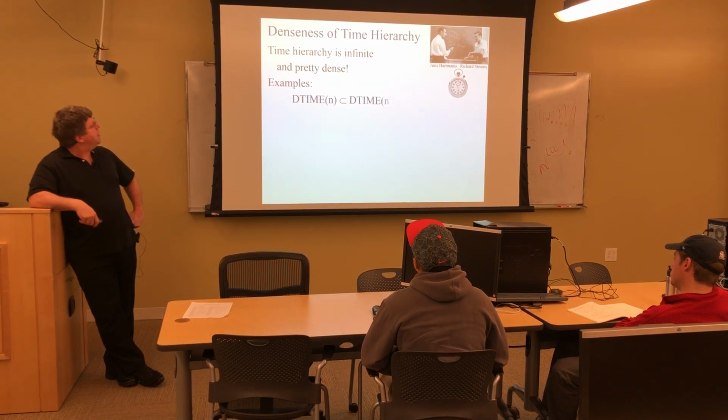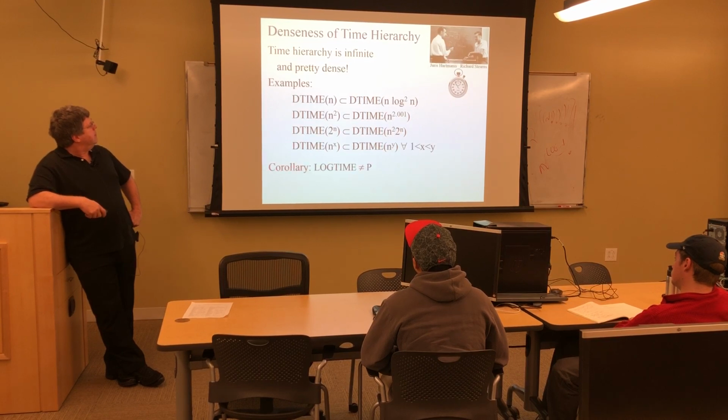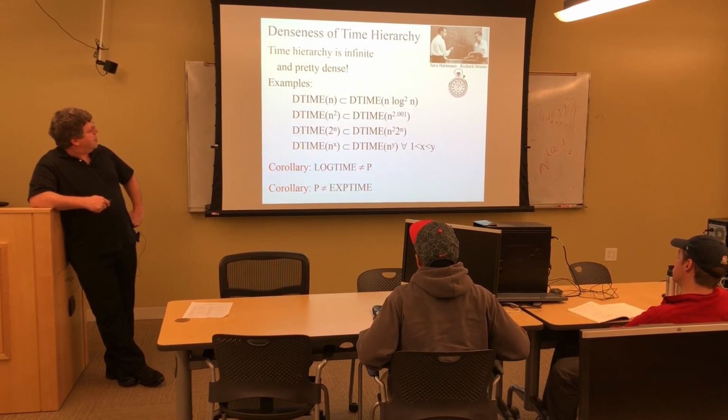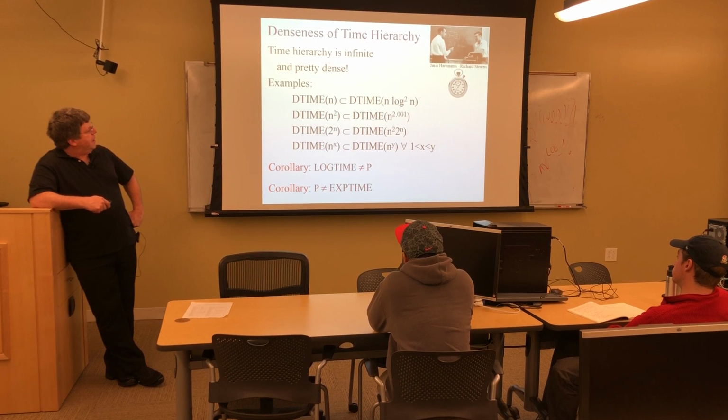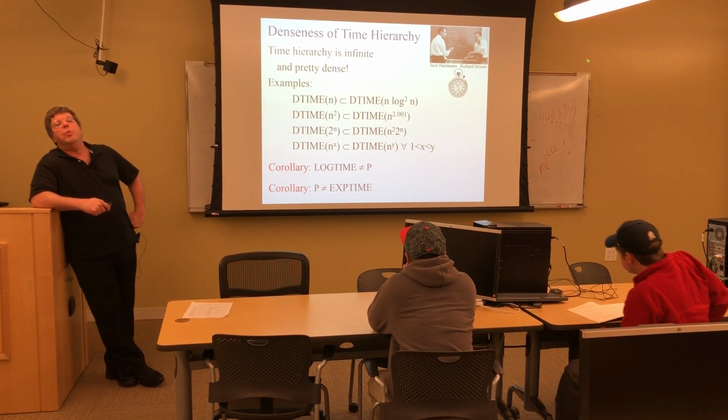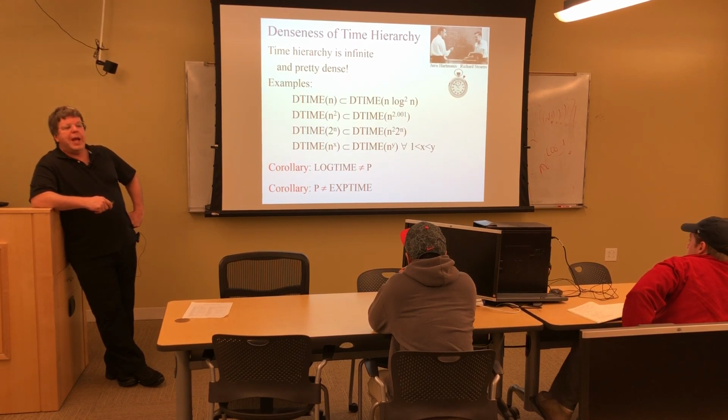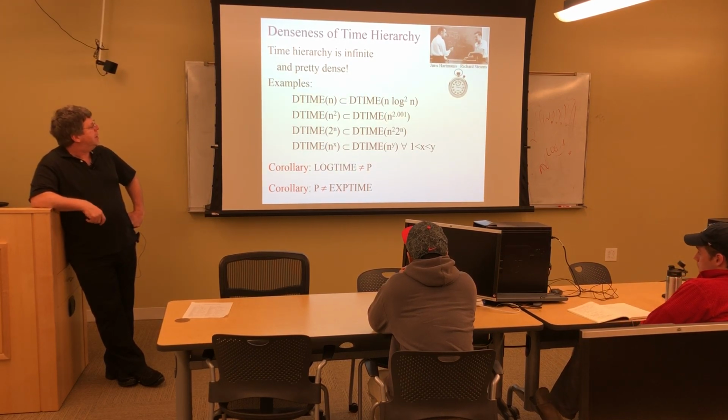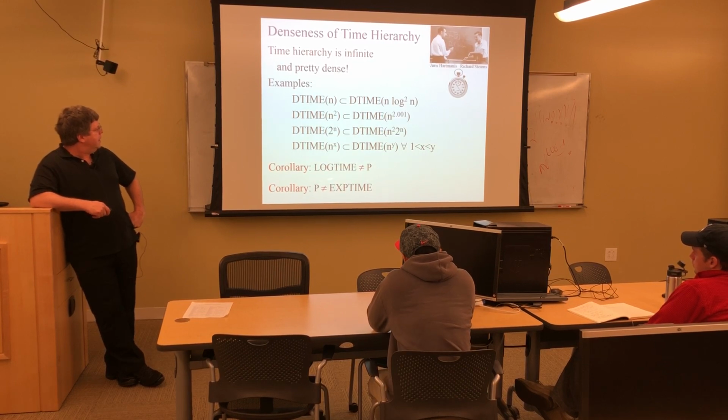And it could be denser than that. We just don't know. So for example, linear deterministic time is a proper subset of n log squared time, and quadratic deterministic time is properly contained in deterministic time n to the 2.001, because that's more than a log factor. If you increase the exponent even slightly, that's better than the log. Grows faster than log, right? And deterministic time 2 to the n is properly inside deterministic time n squared 2 to the n, or even n 2 to the n for that matter, and so on and so on.